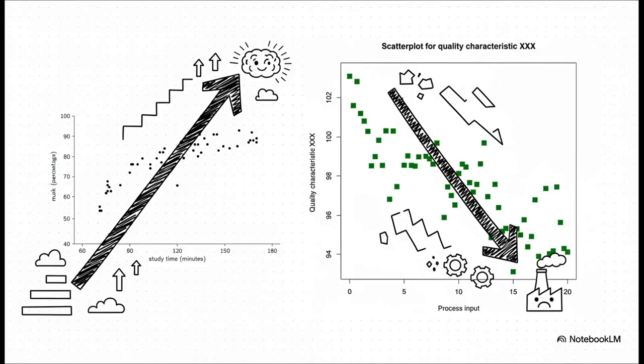Check this out. It's a perfect side-by-side. On the left, you can see as study time goes up, the marks also go up. Makes sense. But on the right, something different is happening. As the process input increases, the quality actually goes down. It's such a clear visual of an upward trend versus a downward one.